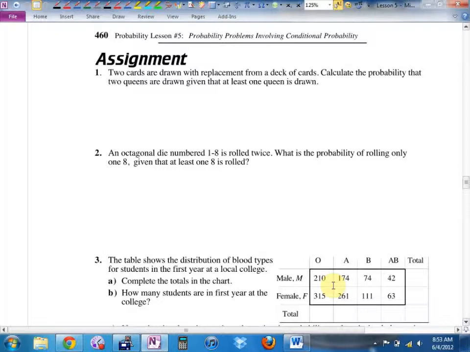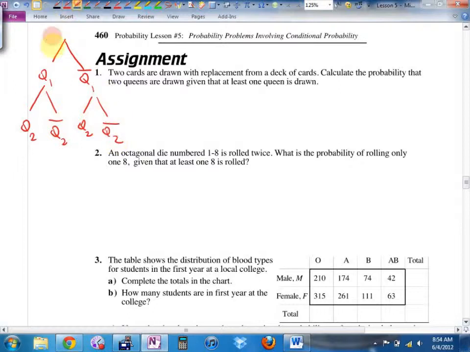And it looks like we're talking about queen, not queen, queen, not queen. So I'm going to go like this over here. Queen 1, not queen 1. Queen 2, not queen 2. Queen 2, not queen 2. And I'm pretty sure it's going to be 4 out of 52, 48 out of 52, 3 out of 51, 48 out of 51, 4 out of 51, 47 out of 51. What? Oh, it's with replacement. That makes it even easier. A little more boring. Thank you, Tyler.